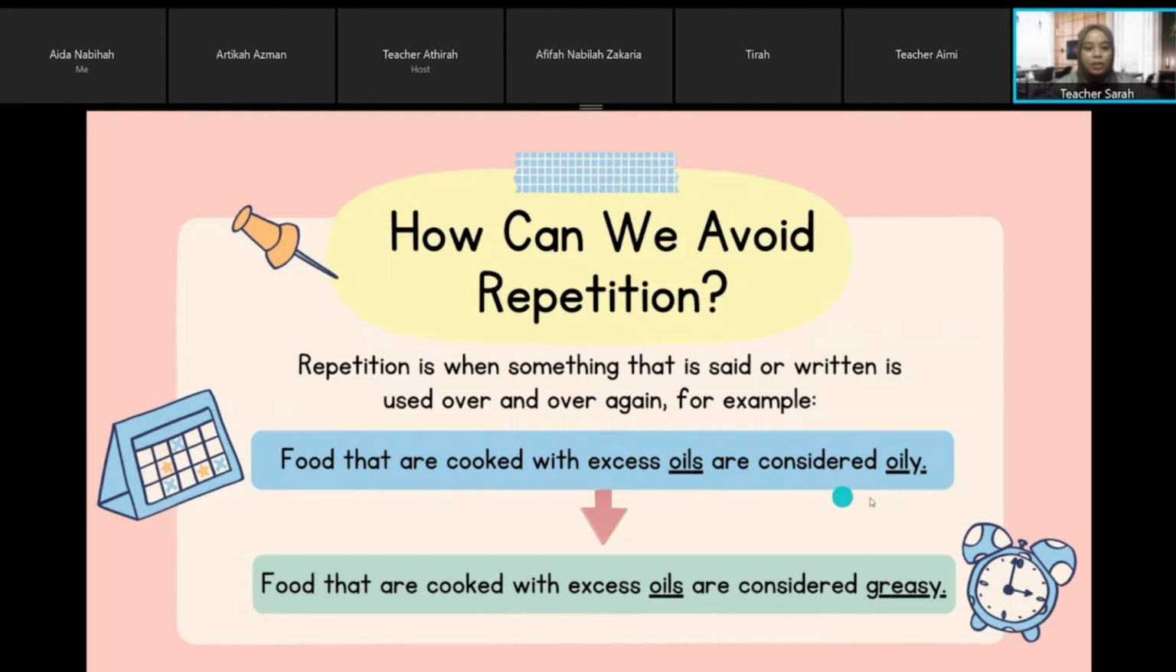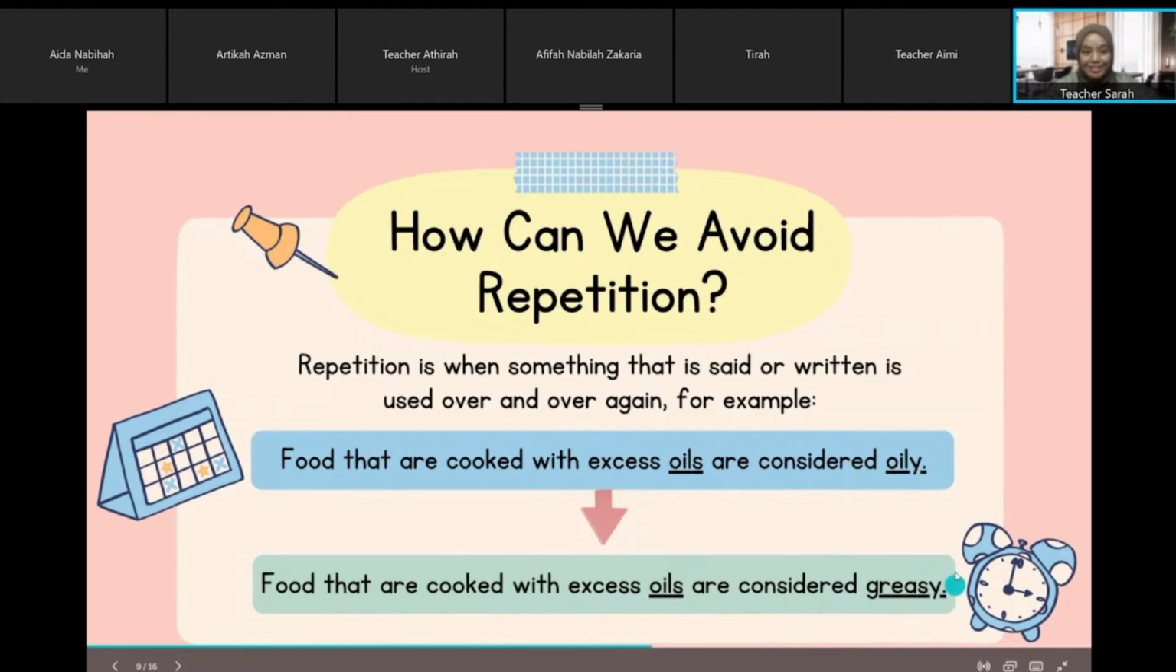Okay, so there are two repetitions, the words oil and oily. Oil is a noun and oily is an adjective. So you can replace the adjective oily with another word. For example, you can replace it with greasy. So your sentence will be, food that is cooked with excess oil is considered greasy. So you can change the adjective to another word to avoid word repetition.